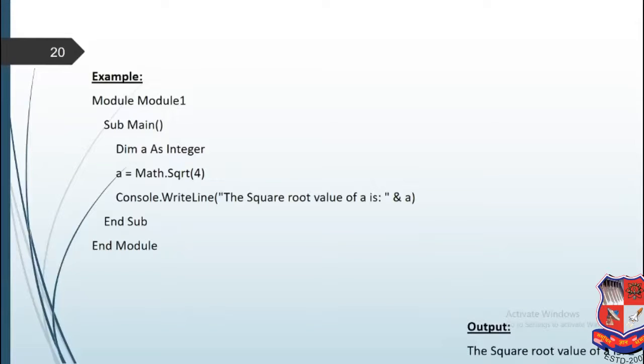So here we have completed all the mathematical functions.